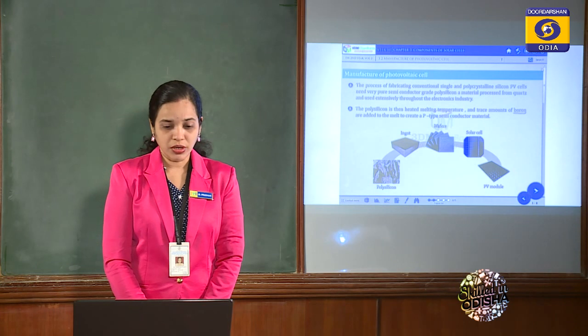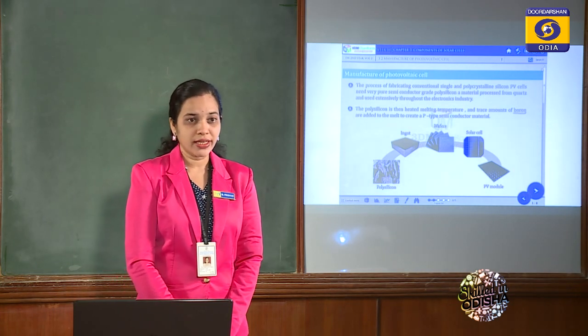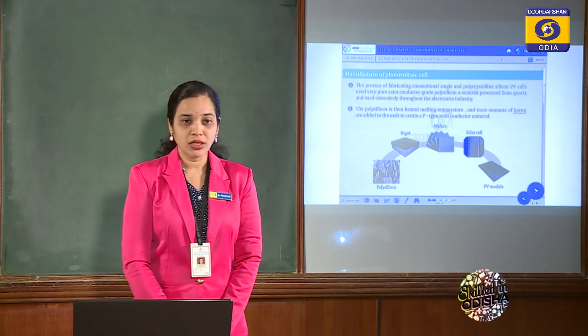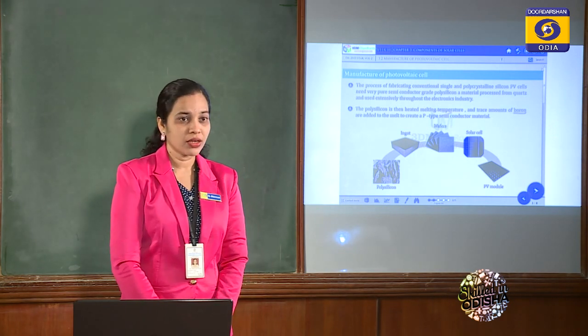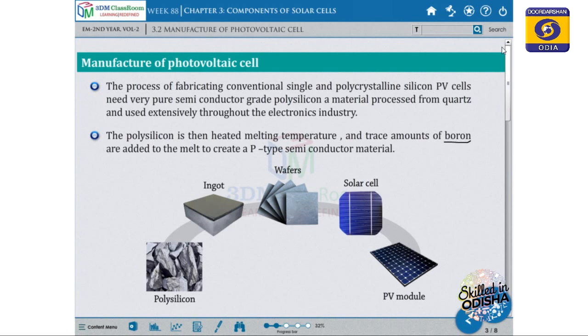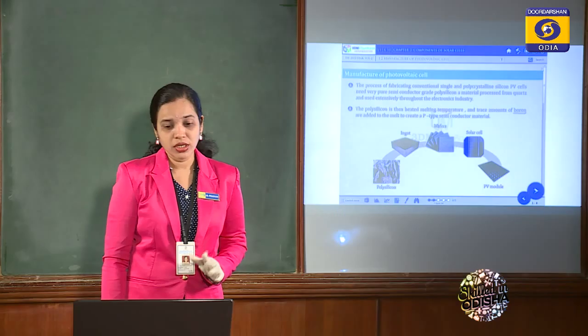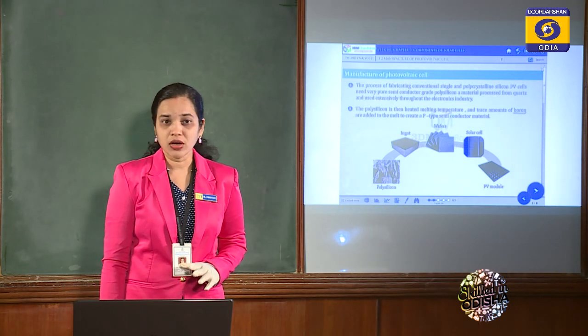We will discuss the manufacture of a photovoltaic cell. Photovoltaic cell means a solar cell. So how can we manufacture a photovoltaic cell? We will discuss the manufacturing process. In the manufacturing process, the raw material for the photovoltaic cell is silicon dioxide.